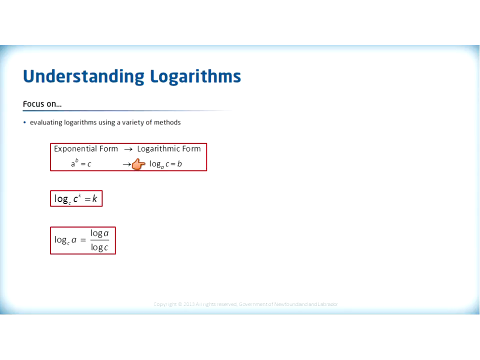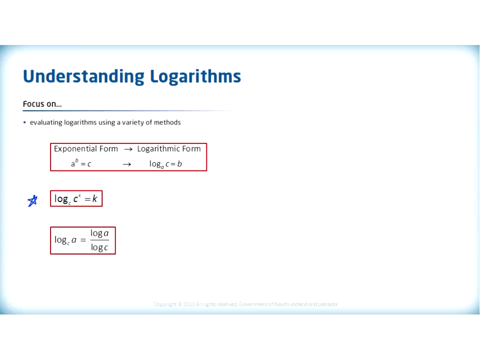Another important property of logs that we will use is that the log of c raised to the power of k, to base c, is equal to k. This is a very important property that we will use often. So if we can get the base of our logarithm to be the same as the base of our power, then the answer is just equal to the exponent k.